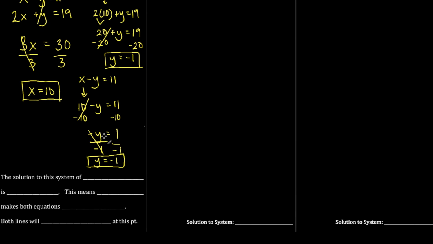And let's go ahead and write our statements. So the solution to this system of equations is 10 comma negative 1. This means 10 comma negative 1 makes both equations true. Visually, both lines will intersect at this point.